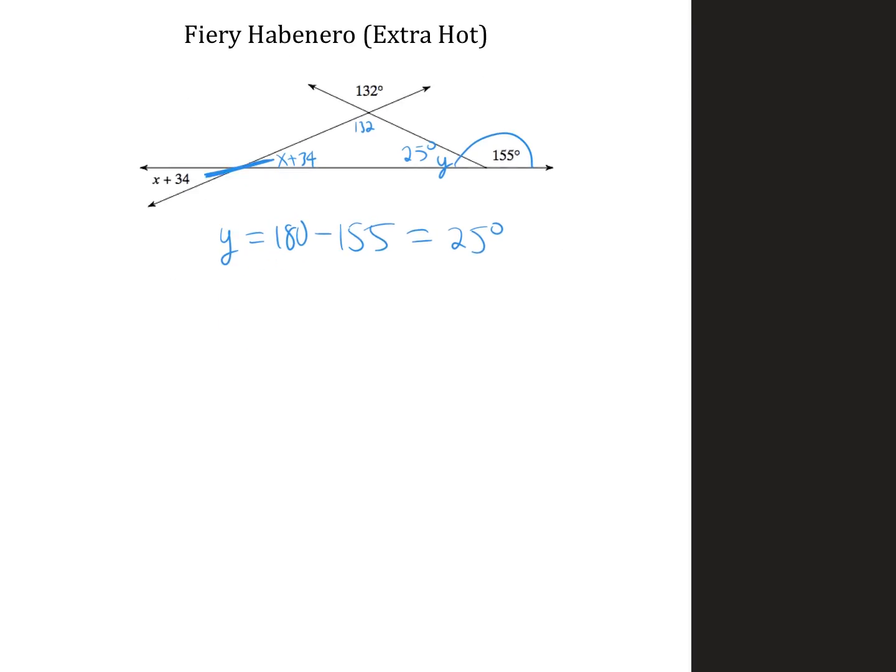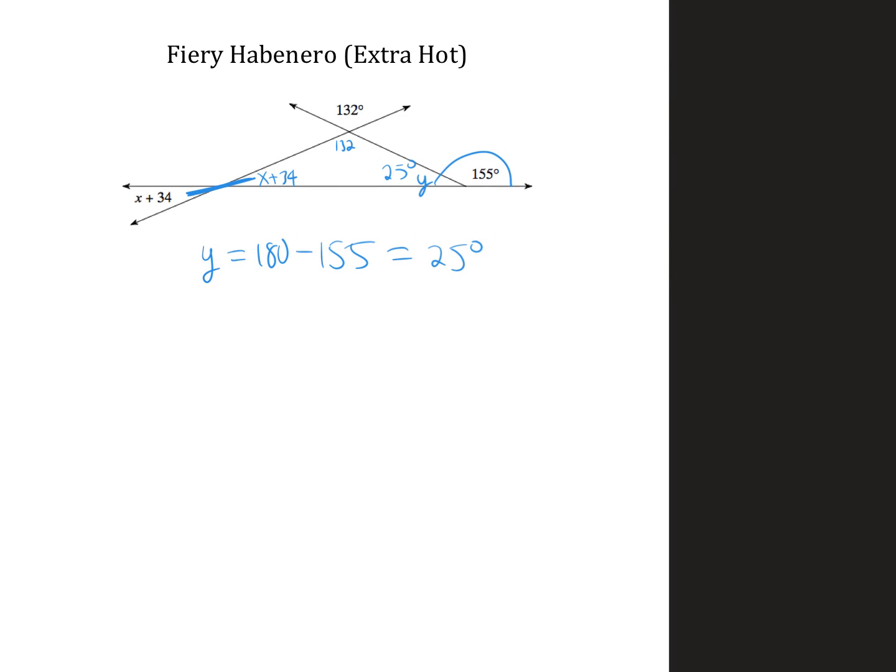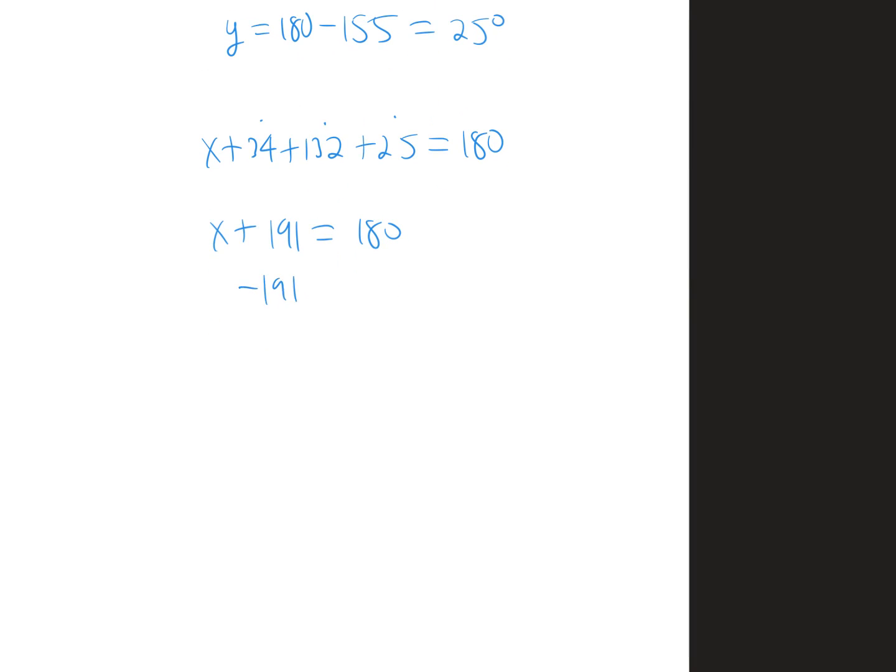So now we can solve for x. Now we have all those angles inside there. We can do x plus 34 plus 132 plus 25 equals 180. Combine like terms. X plus 191 equals 180. Subtract 191. X equals negative 11 degrees.